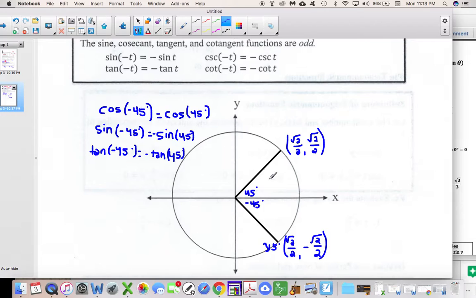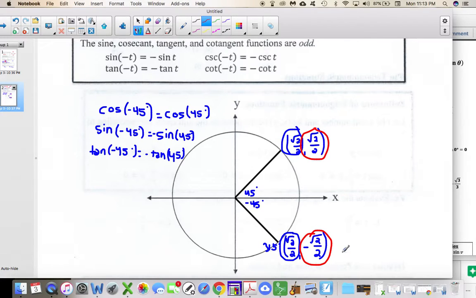So cosine of negative 45 degrees right here. Cosine is the x-coordinate. That is the same as cosine of positive 45 degrees, square root of 2 over 2. Done. Now sine of negative 45 degrees is the y-coordinate. Sine is negative square root of 2 over 2. That's the same thing as negative sine of positive 45 degrees. We just took that and put a negative in front of it to get this.